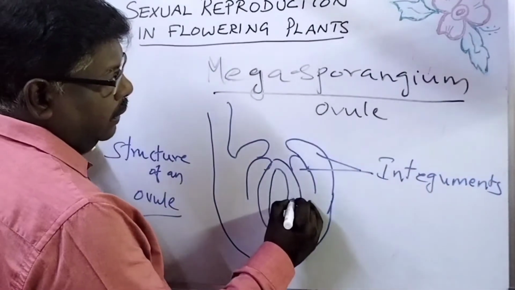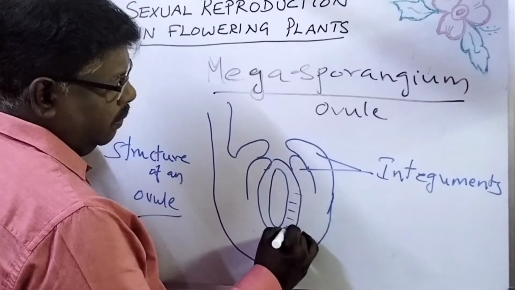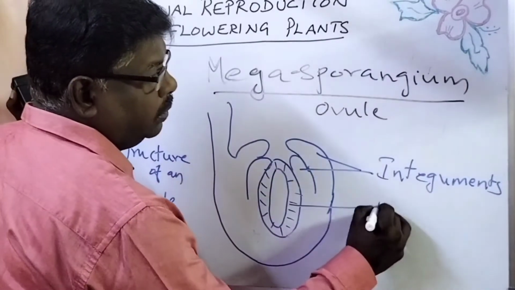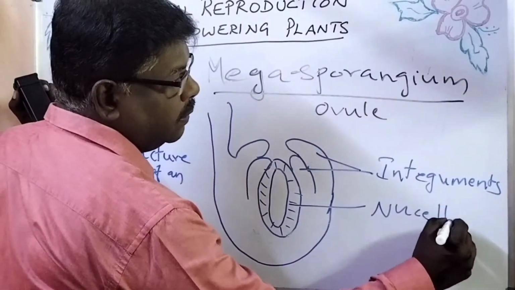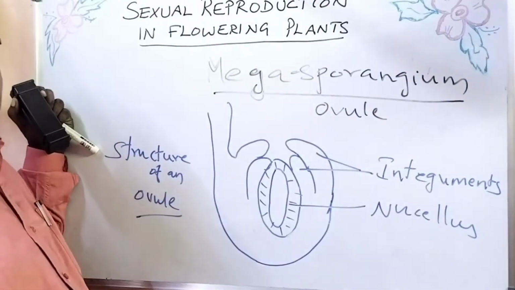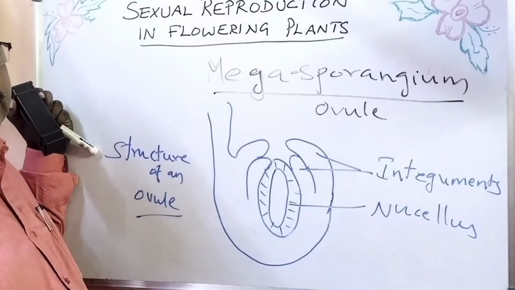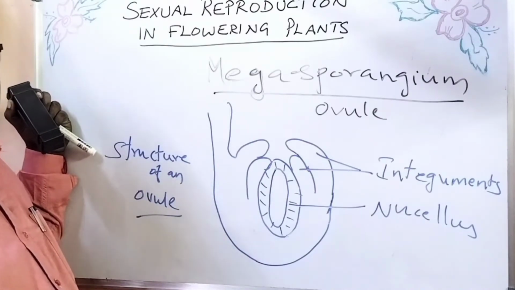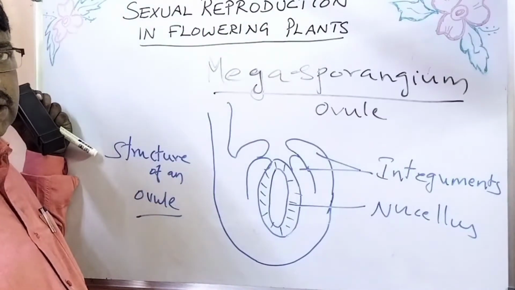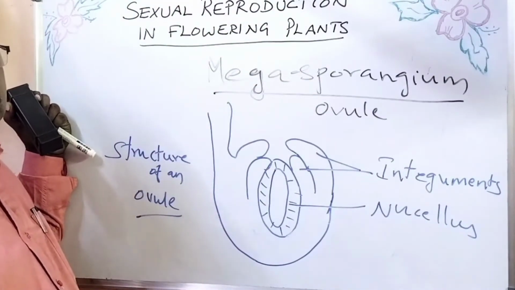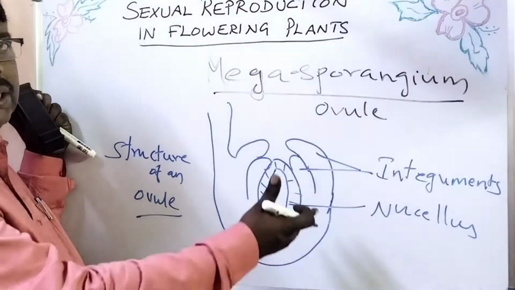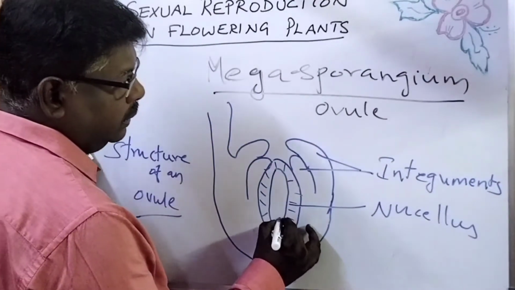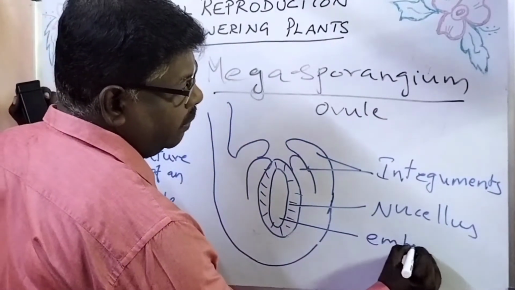And the next, this region is called the nucellus. So nucellus has a mass of cells with reserve food materials. That will be useful for the embryo sac. So the nucellus is the tissue that provides nutrition. It is a mass of cells having reserve food materials. And this one in the center is the embryo sac.